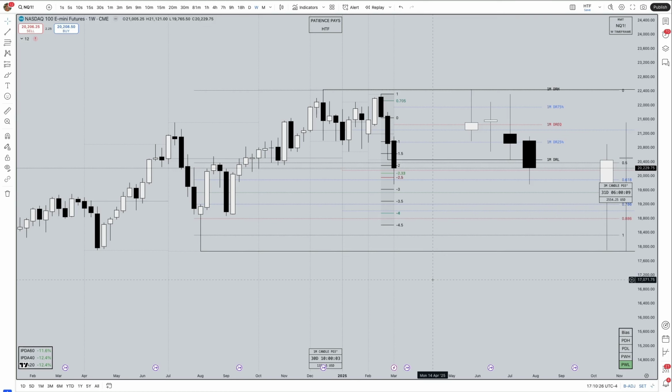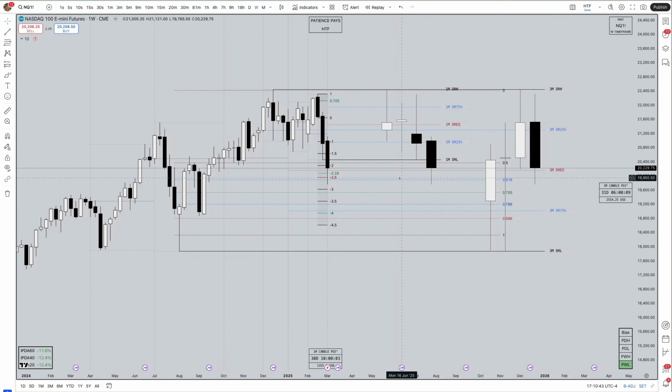Let's talk about the pre-week analysis. Start with Nasdaq on the weekly time frame. As we can see, we have this standard deviation from this candle here, and we failed to close below the 2.5 standard deviation. If you think about our monthly dealing range, price was below the low.